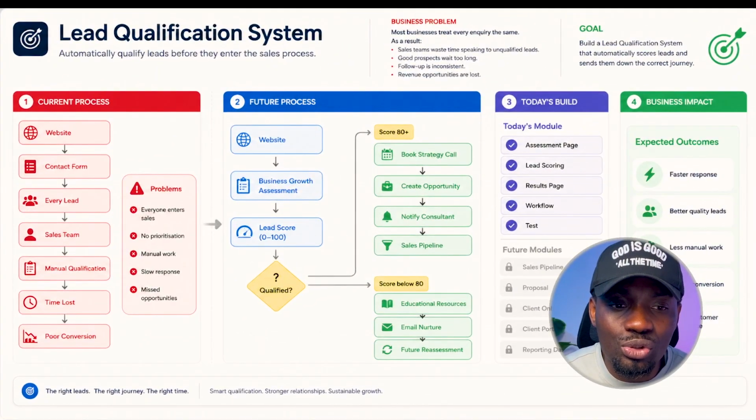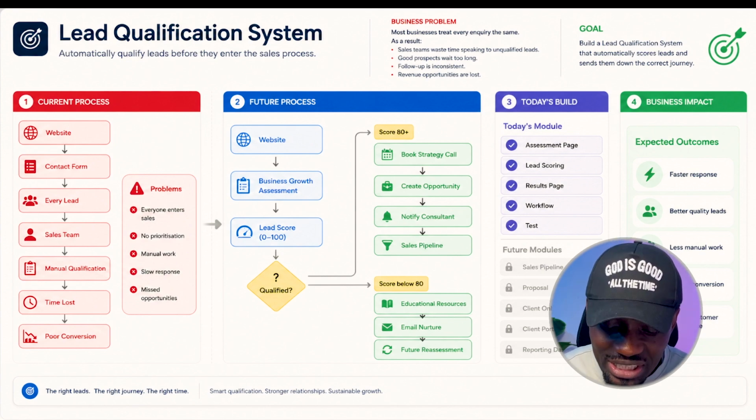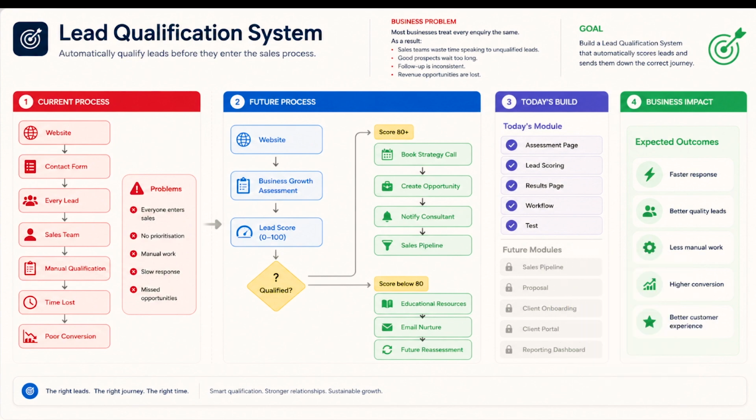So that is one of the things that you need to do. And in today's build, like I said earlier, what we are going to focus on is we're going to build the assessment page. We're also going to have the lead scoring. We're going to work on the workflows for now. And then this would help us get the right impact for the business.